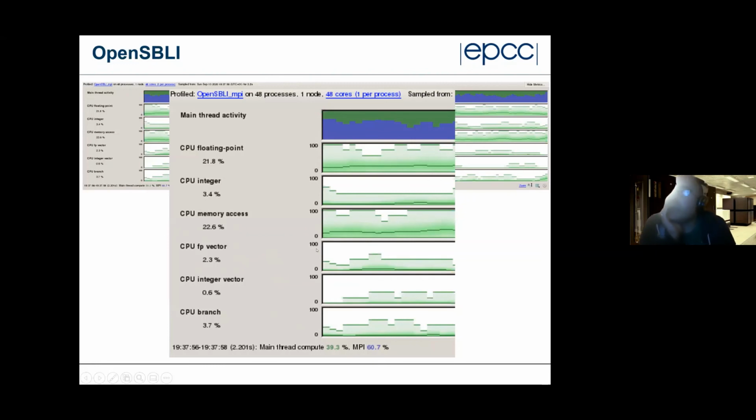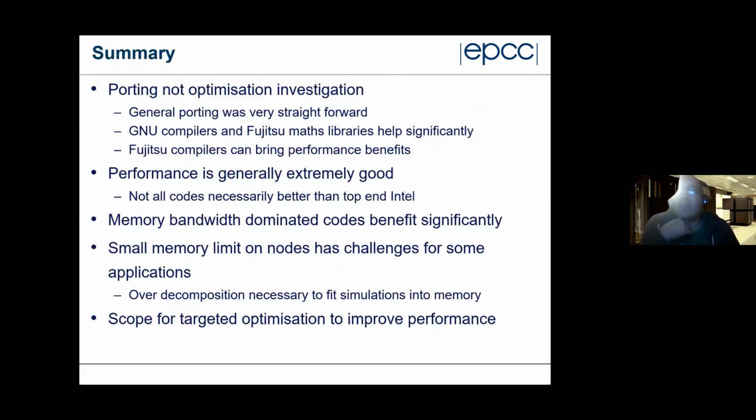So it looks to us here that both the CASTEP and the OpenSBLI, where we're not seeing the same performance, there's some scope for optimization, either in the MPI implementations or by making sure that the vectorization is giving us good performance. And so I think there's some scope for us to do some work on these codes on the A64FX and get the performance up.